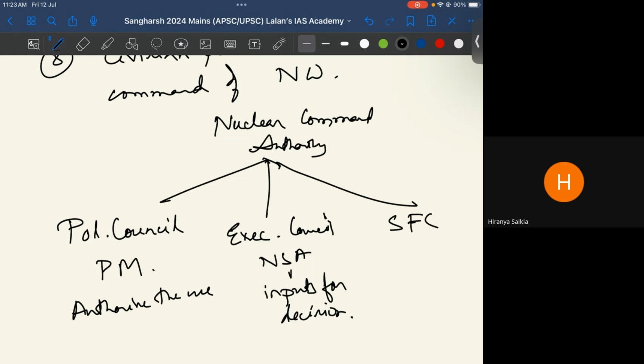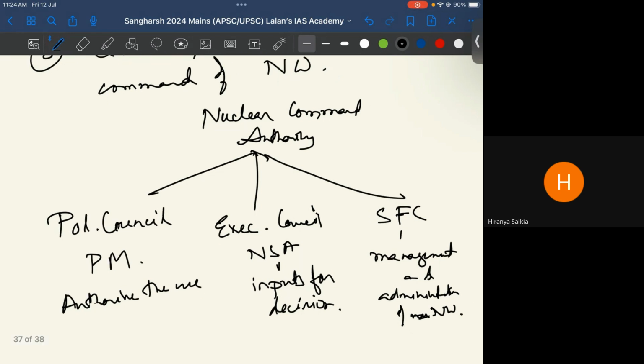Strategic Forces Command is a joint theaterization of Indian Defense Forces, where there is a joint head, Army, Navy, Air Force, or a joint command, right? So they are responsible for management and administration, final administration of nuclear weapons, finally where to deploy, how to go, this is the structure.